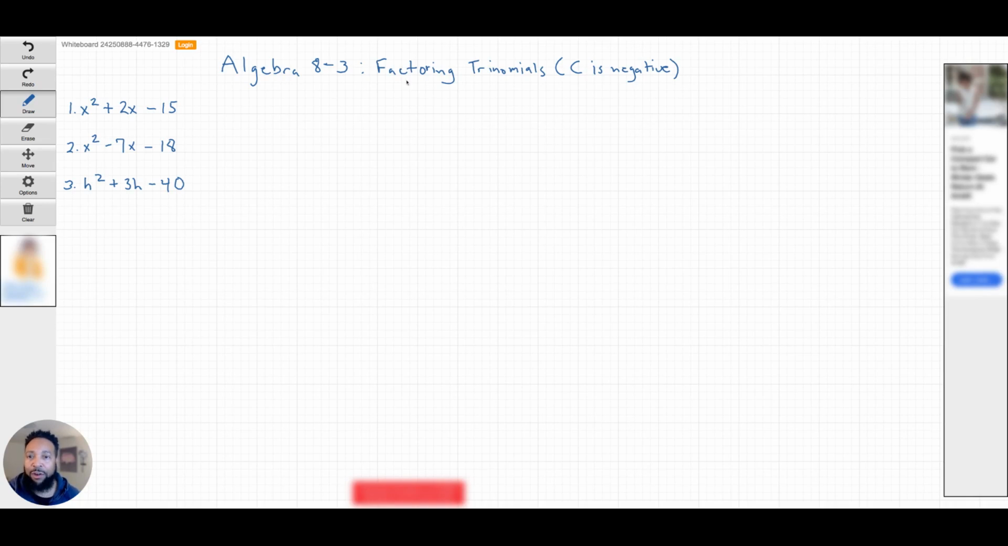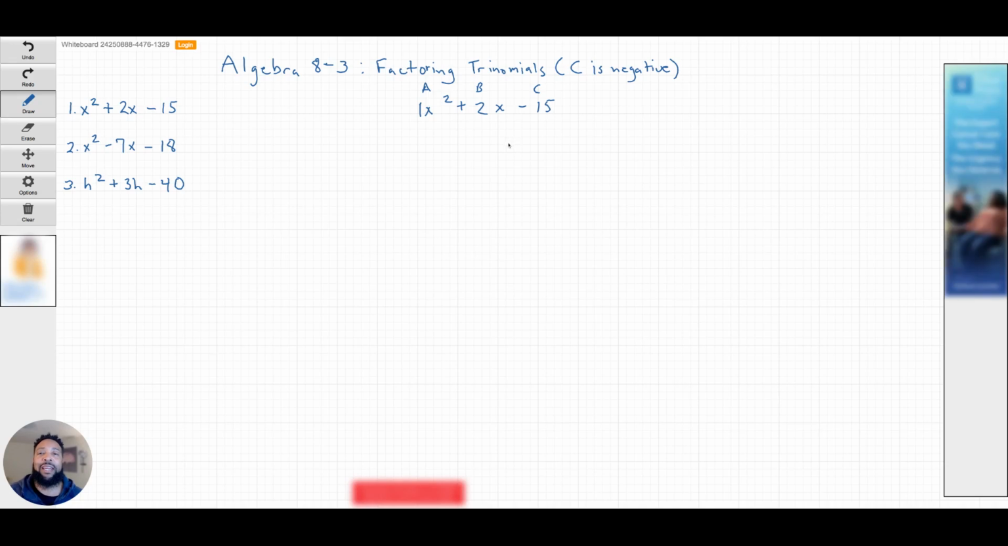So looking at our first problem, we have x squared plus 2x minus 15. So this coefficient here is 1. So we could look at that coefficient as A, this one is B, and this one is C. So when I say C is negative, we're looking at the last part. So what do you do when the C is negative and you're trying to factor out a trinomial?